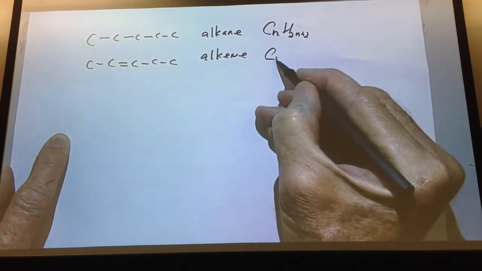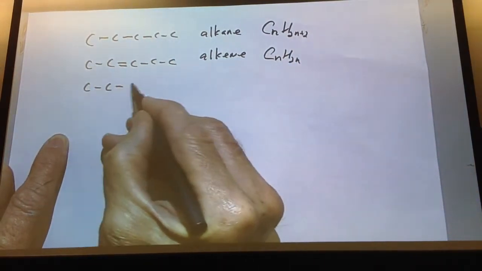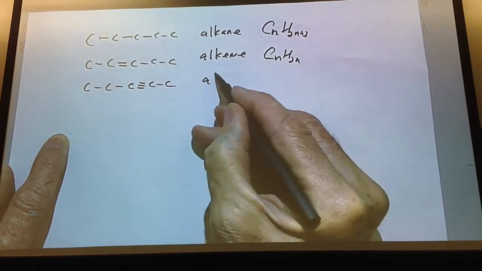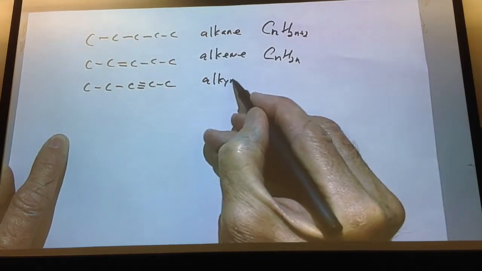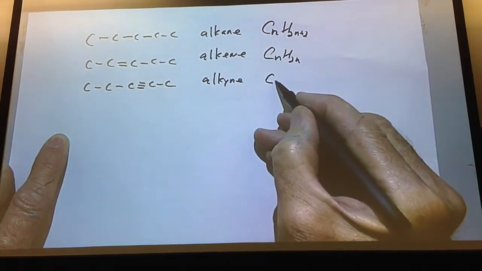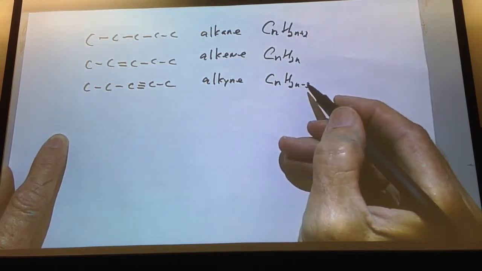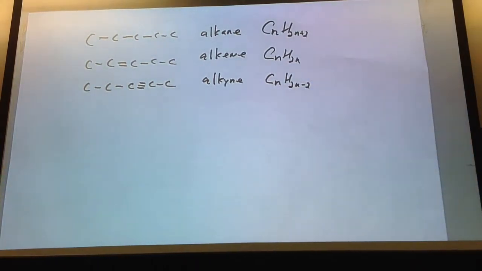Has a general form of CnH2n. And in this next chapter, we're going to call an alkyne. There's a general form of CnH2n-2. Okay, and so everything you learn about naming alkenes, just extrapolate to alkynes.